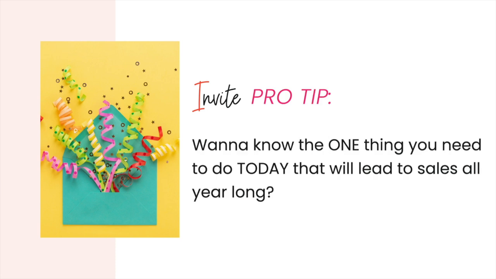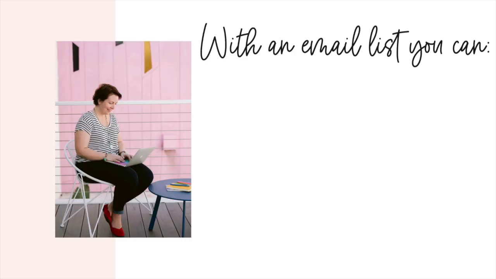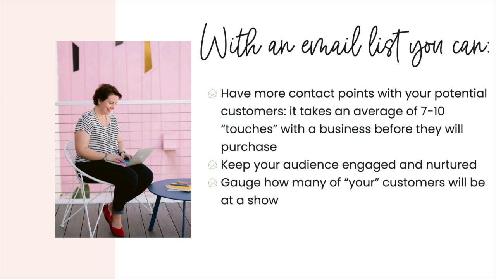Here's a pro tip. If you want to know the one thing that you need to do today that will lead to sales all year long, it is invite people to join your email list. This is not optional. With an email list, you can have more contact points with your potential customers because it takes an average of 7 to 10 touches with a business before they will purchase. This keeps your audience engaged and nurtured. This also allows you to be more selective with your shows because you'll be able to gauge how many of your customers will be at a show.